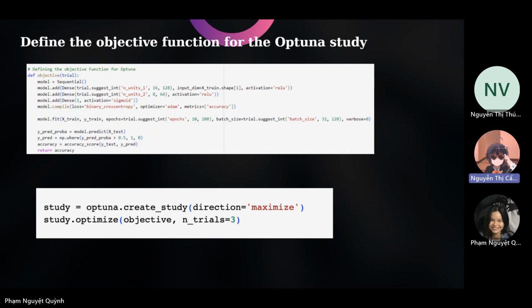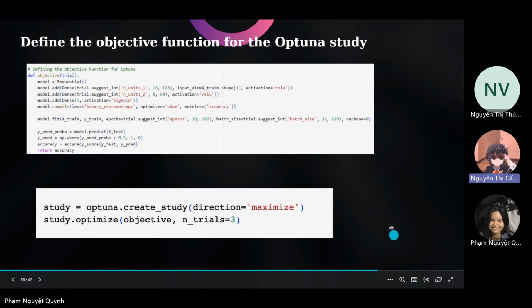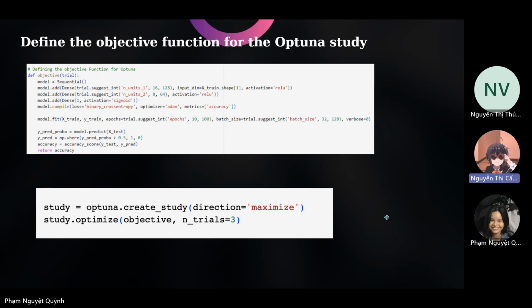It takes a trial object as input, which represents a single evaluation of the objective function with a set of hyperparameters. The function defines the search space for the hyperparameters, creates an ANN model with the suggested hyperparameters, and trains the model on the training data. The accuracy is calculated as the evaluation metric and returned to Optuna for optimization.